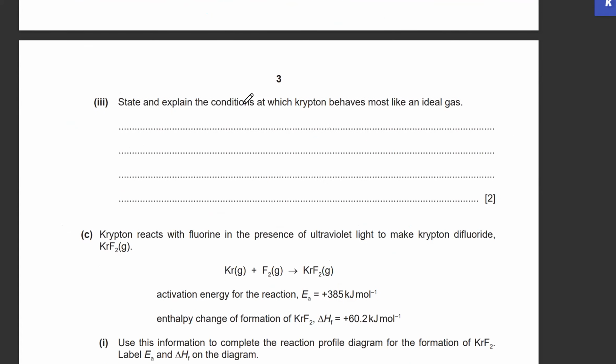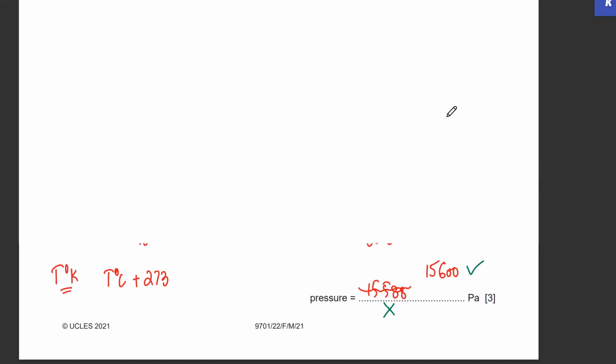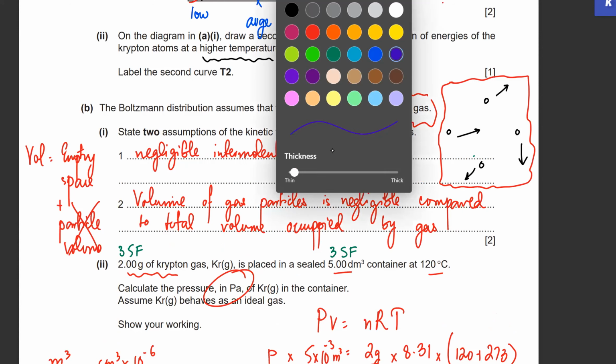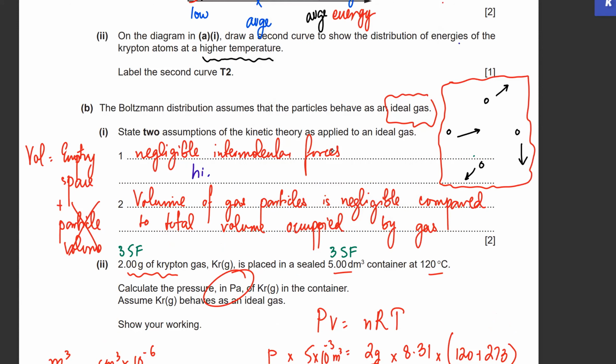Anyway, state and explain the conditions at which krypton behaves most like an ideal gas. So two things. When would a gas behave as an ideal gas? When the intermolecular forces are negligible. When are the intermolecular forces negligible? At higher temperatures. At higher temperatures, anything would behave as a gas because the particles would be so energetic that they would easily overcome the intermolecular forces. That's what a gas is.